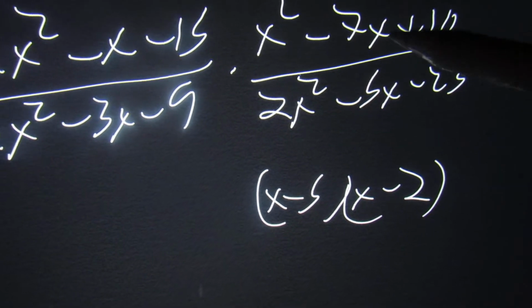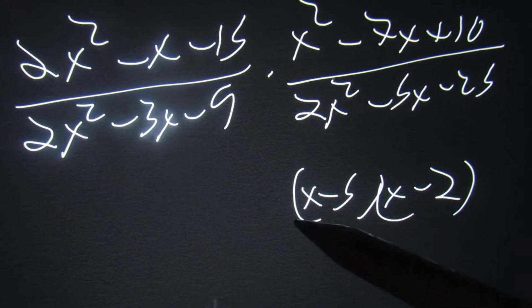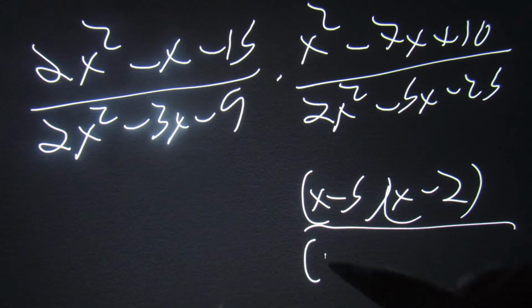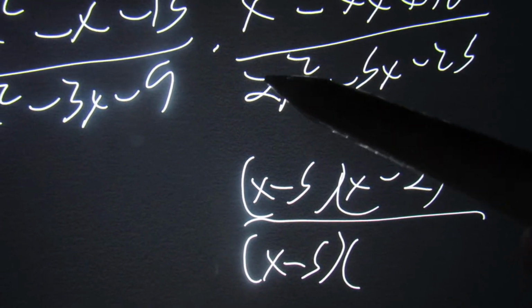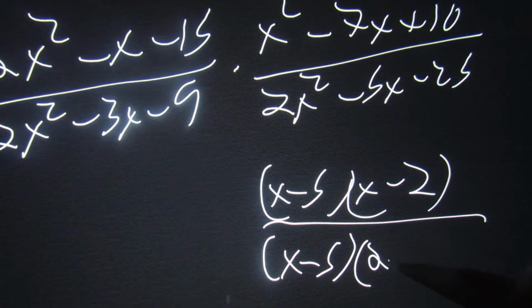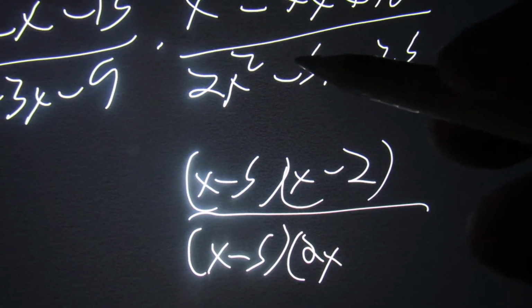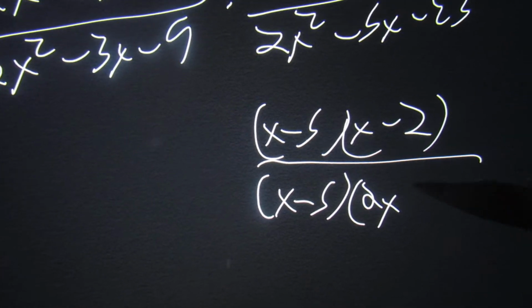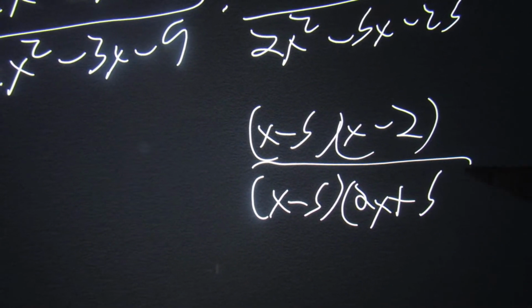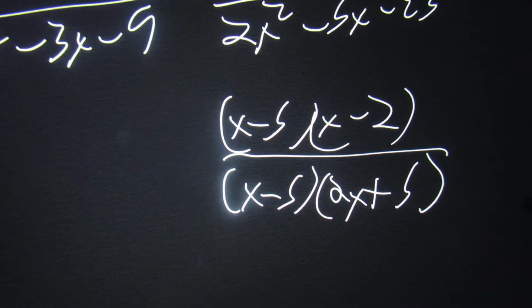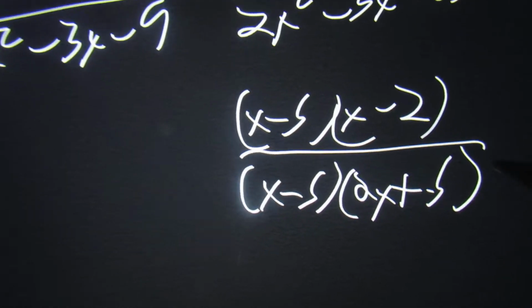I'm going to do this one next. 5 will go into 5 times. So I'm going to assume that x minus 5 is a factor. Because this was a 2, that means this has to be a 2x. Because this was minus and minus, we already have one minus, so this has to be a plus. 5 will go into 25 5 times. So our other factor here is 2x plus 5.